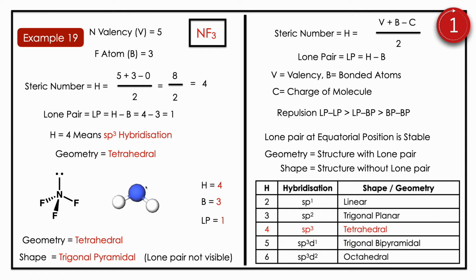H4 means sp3 hybridization. So geometry is tetrahedral, but you have one lone pair in the system. Lone pair can be anywhere since the system is symmetrical. So structure will be like trigonal pyramidal. Nitrogen will go out of the plane. Fluorine occupies the corner of the pyramid. So trigonal base and pyramid at the top. So shape of NF3 is trigonal pyramidal.